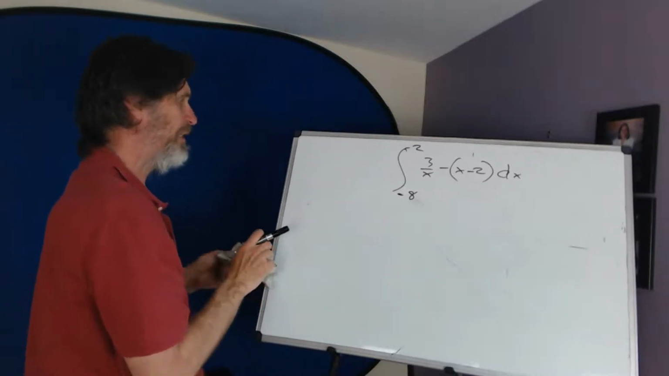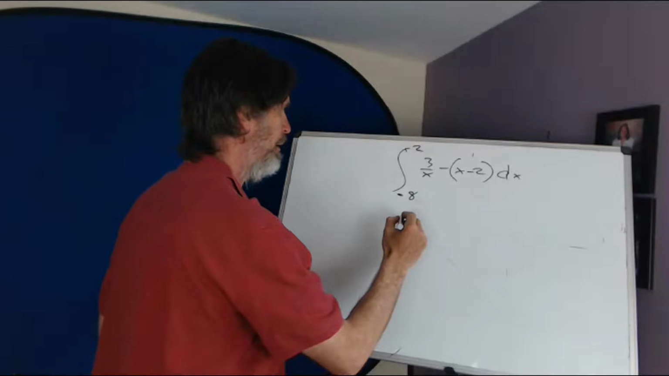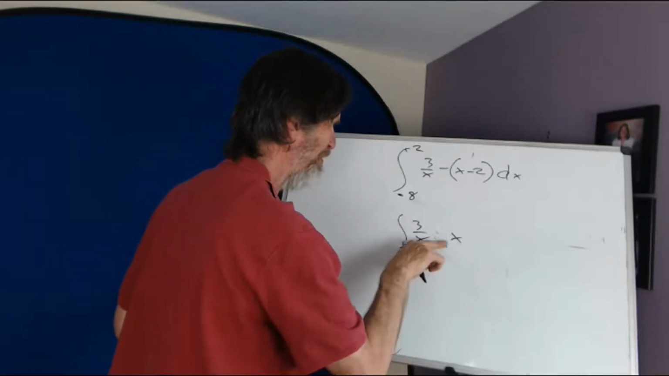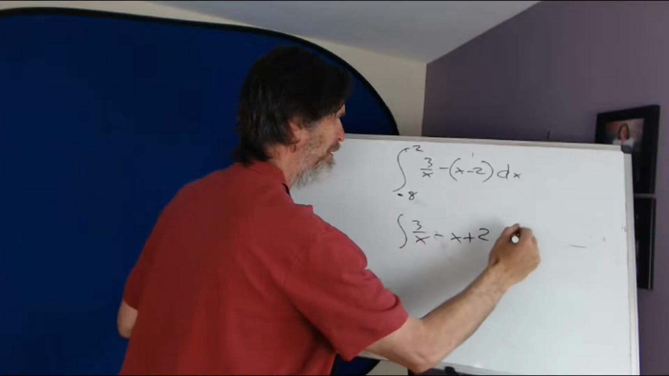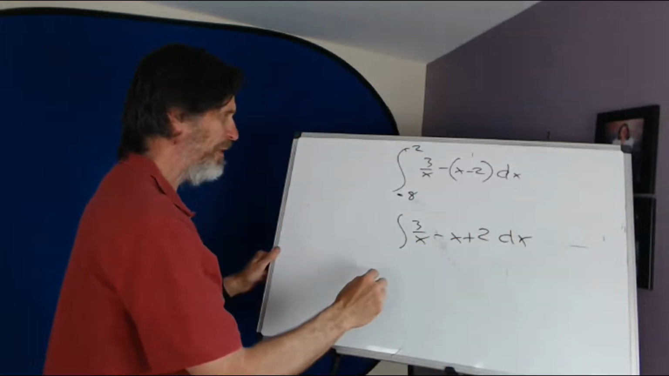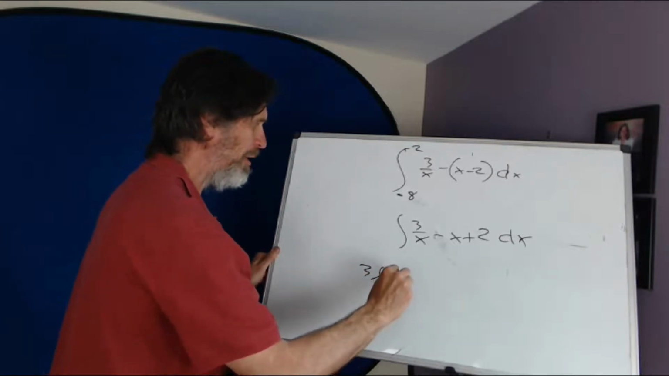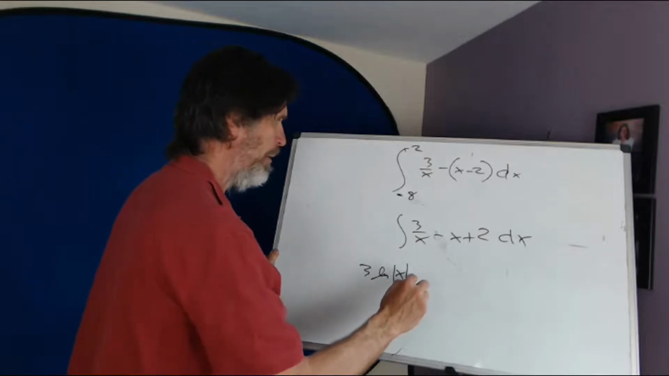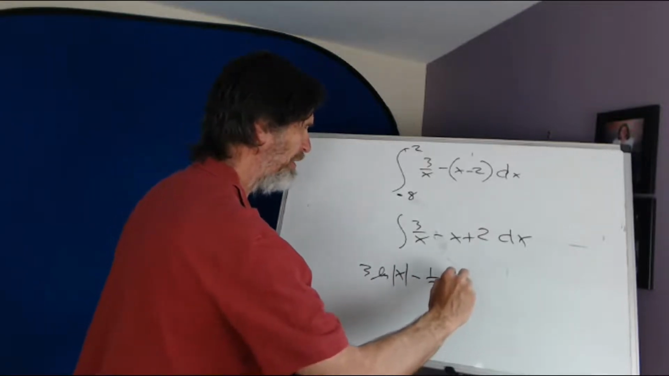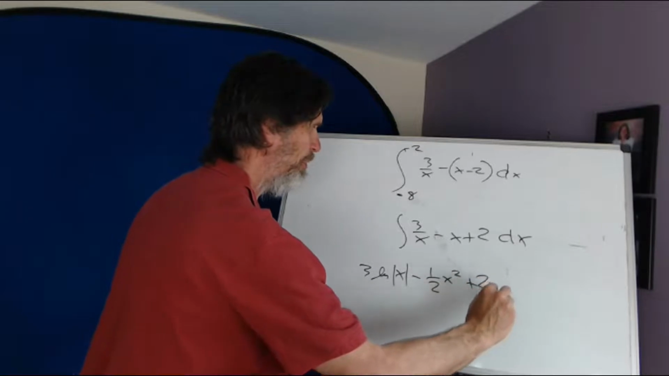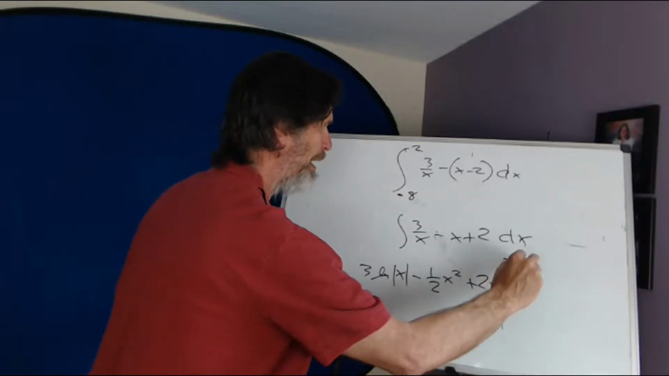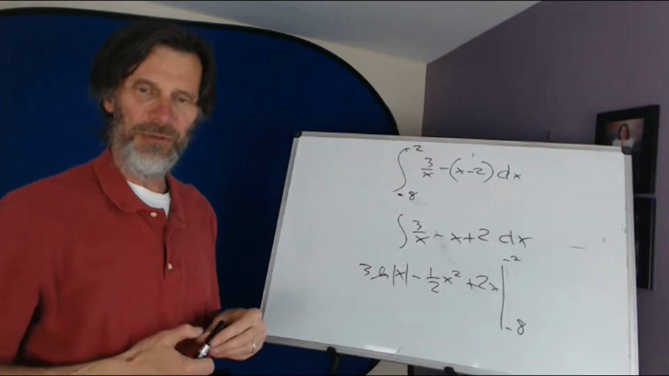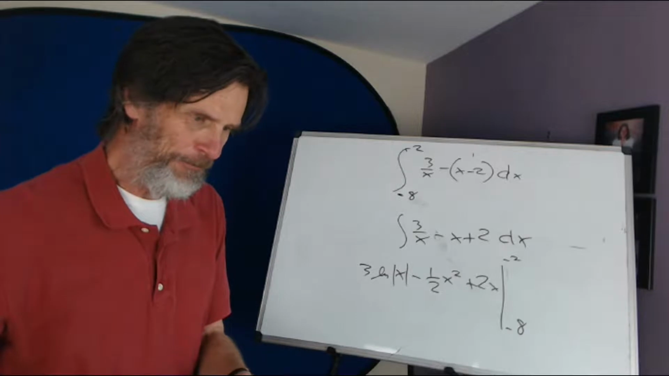First off, don't forget to distribute the minus sign. Oops, I almost screwed it up. Now take the antiderivative, 3 natural log absolute value of x. Those absolute values are going to be critical in this problem. Minus 1/2 x squared plus 2x evaluated from -2 to -8. And I'll trust you to run through your calculators and get that one.